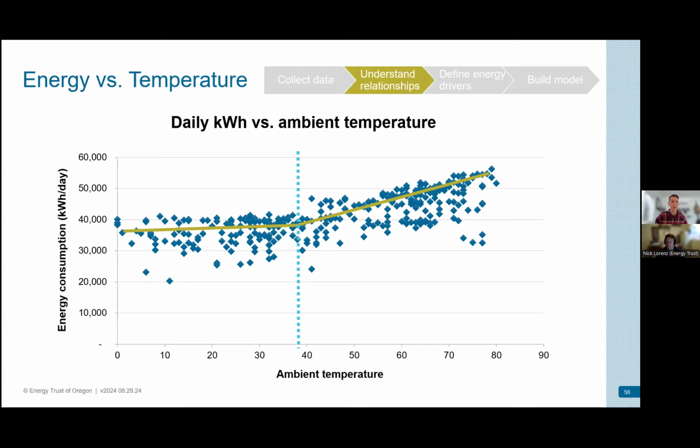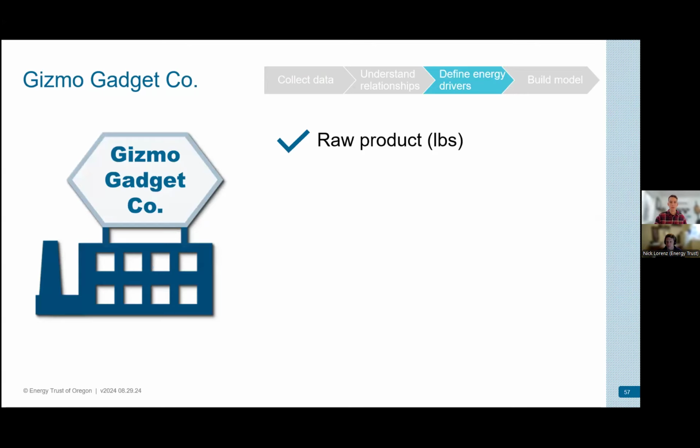So for the case of Gizmic Gadget Company, just to summarize what we've just done here. We looked at a number of different energy drivers, and what we ended up finding was raw product measured in pounds was a good energy driver, right? It had this nice linear relationship, especially when we were in the higher energy use ranges and when they had notable production going on. Raw product measured in pounds was a strong energy driver.